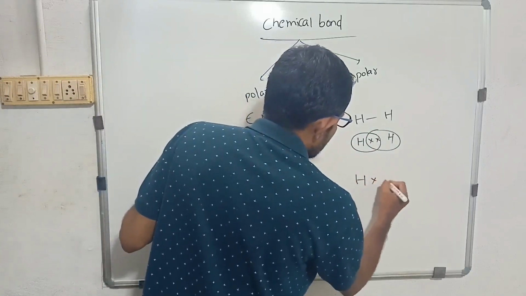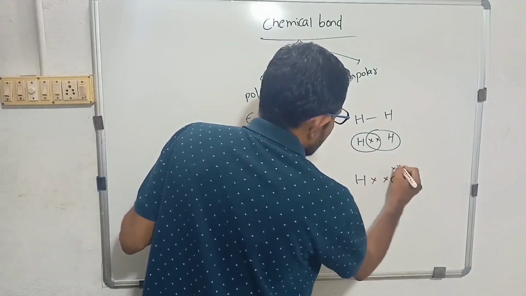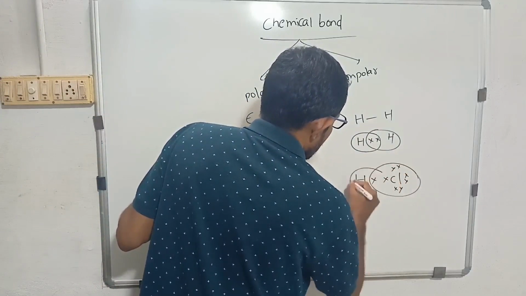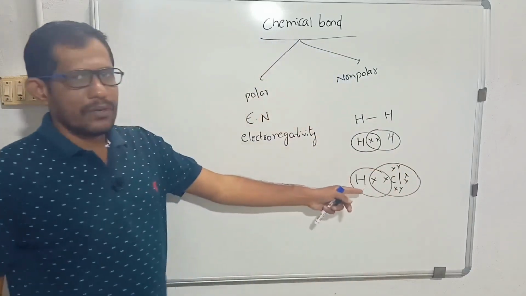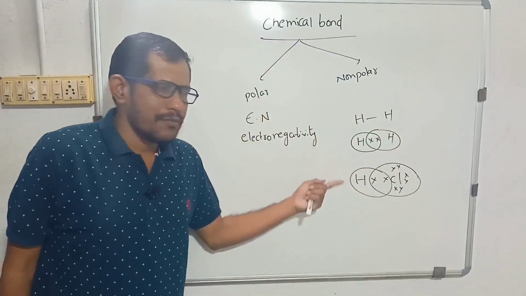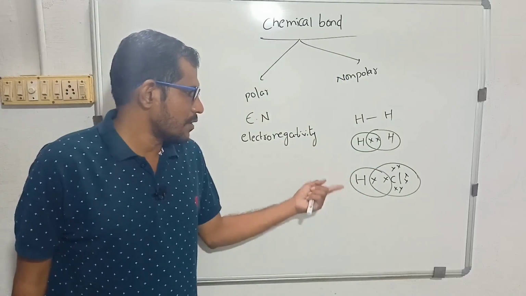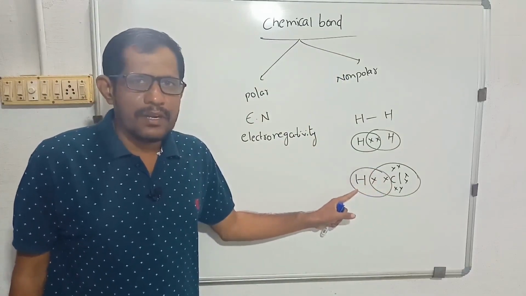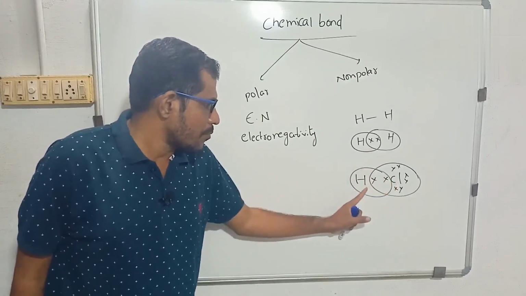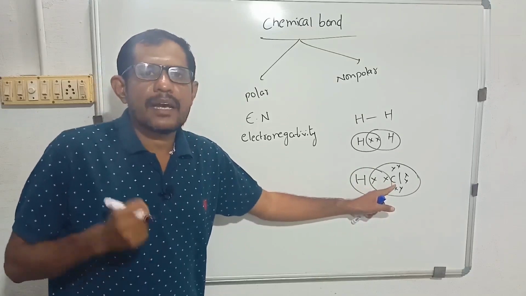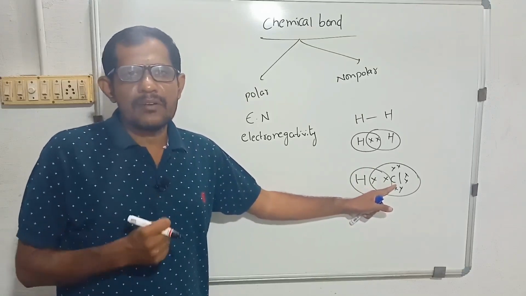If you take HCl also, this is a covalent molecule. Now understand the difference carefully. First I will explain HCl. Comparatively between H and Cl, Cl has high electronegativity. What is electronegativity?